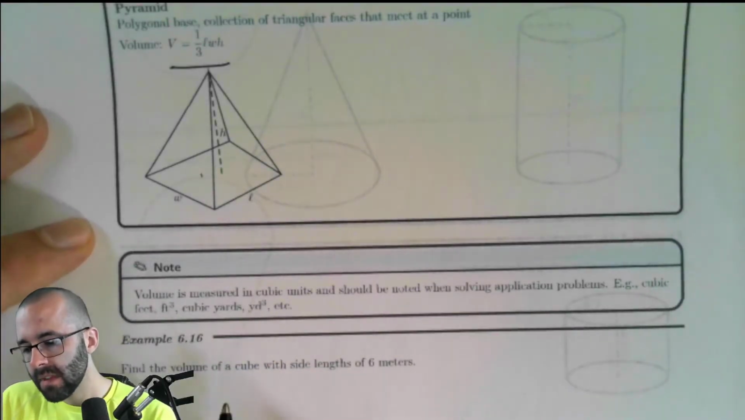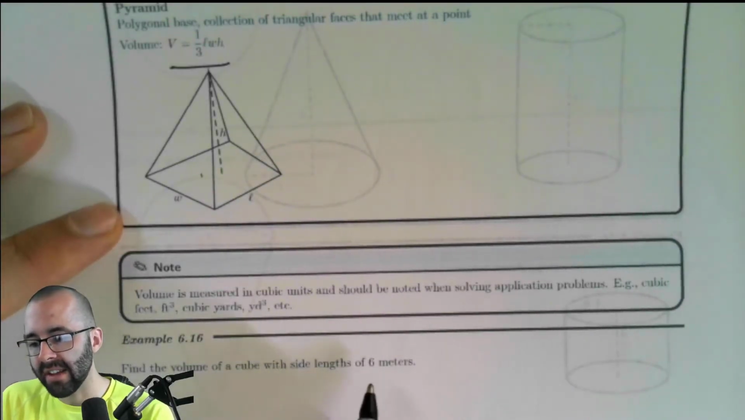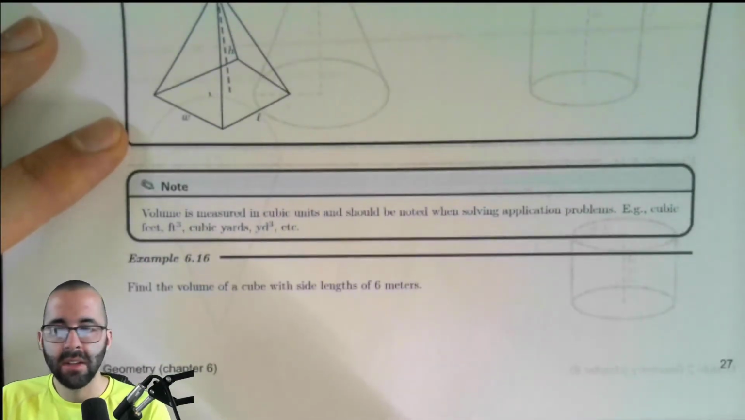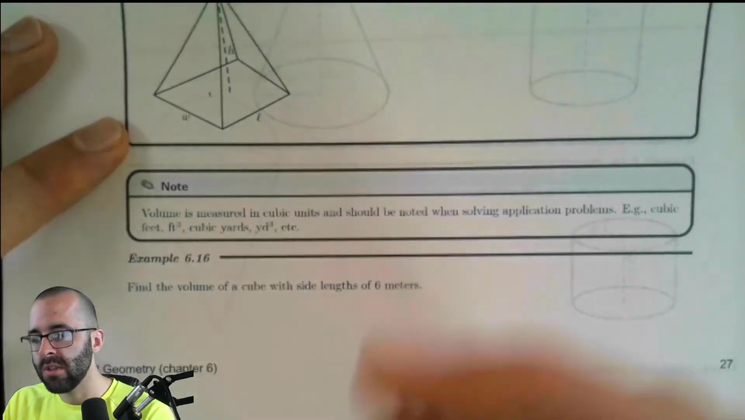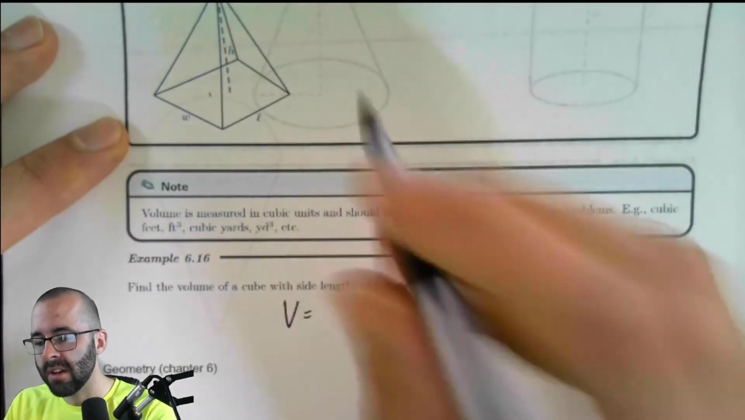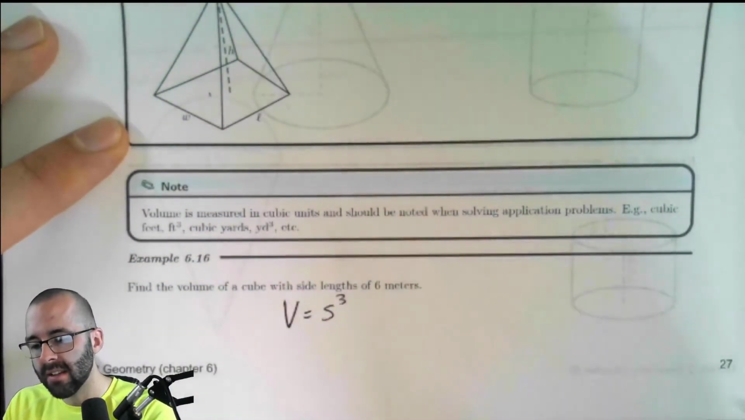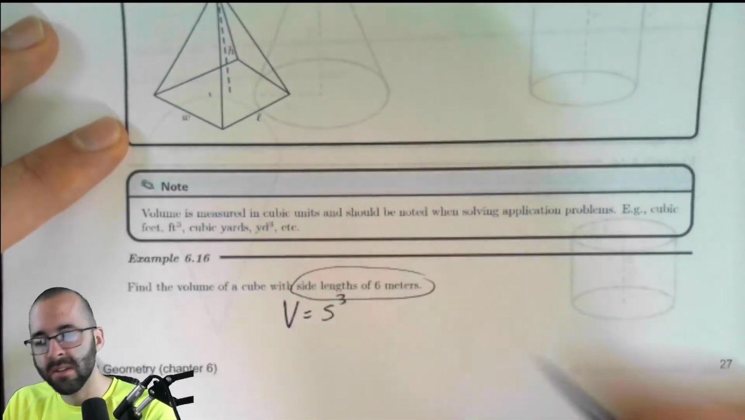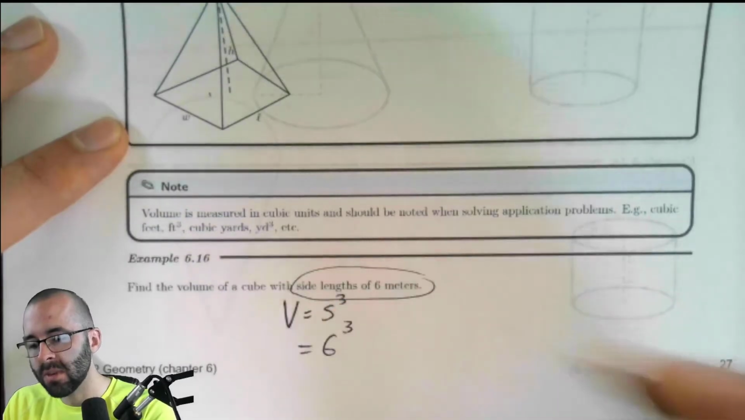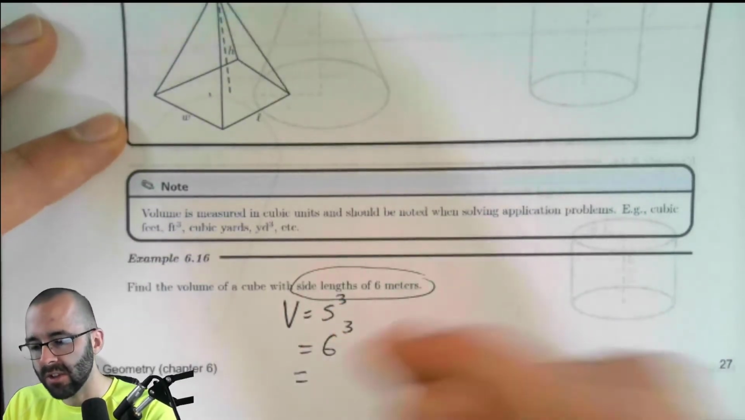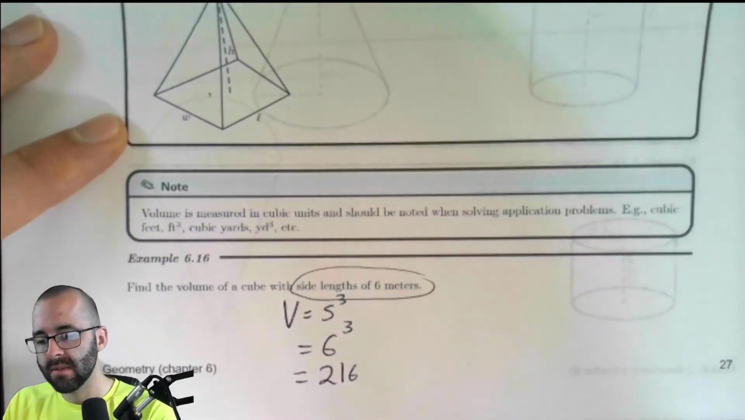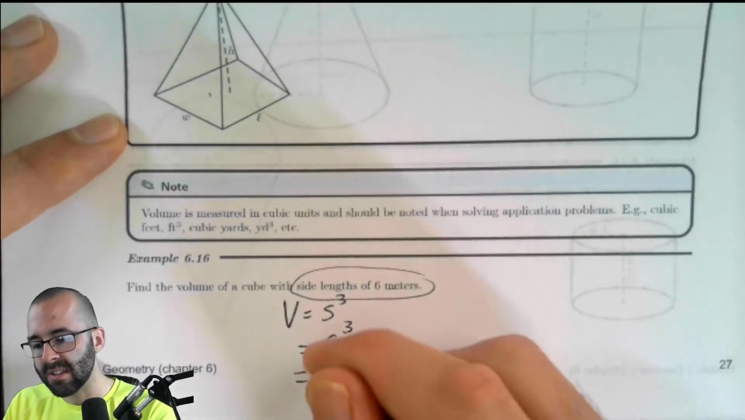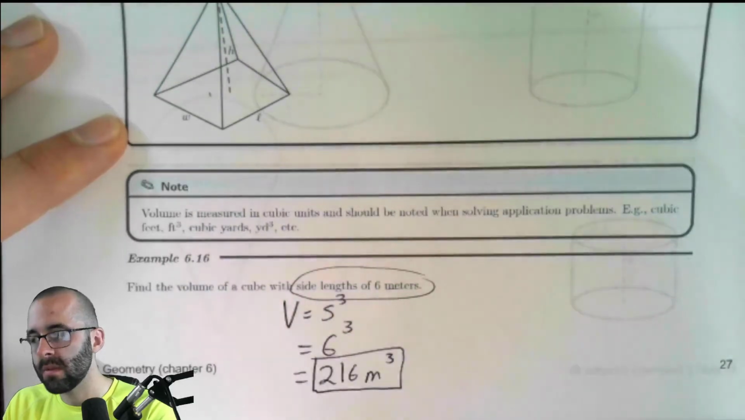Okay? So find the volume of a cube with side length 6 meters. We don't have to even draw a picture. We could, it'd probably be helpful, but we could just use the formula. The formula under cubes just said it's the side length cubed. Well, our side length here is 6 meters, so that's just going to be 6 cubed. And if you type that into a calculator, you should get 216. Our units are going to be meters cubed because it's volume, 3-dimensional.